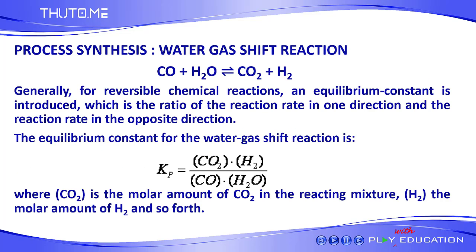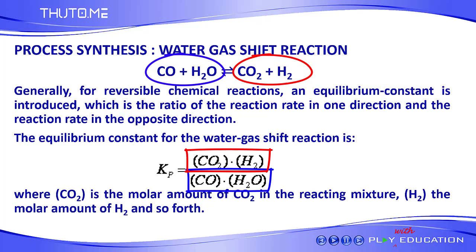Generally, for reversible chemical reactions, an equilibrium constant is introduced, which basically is the ratio of the reaction rate in the forward direction and that of the reverse direction. So the equilibrium constant is usually given as the ratio of products over the ratio of reactants.